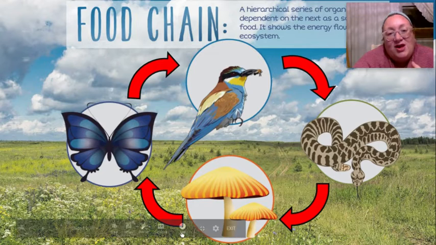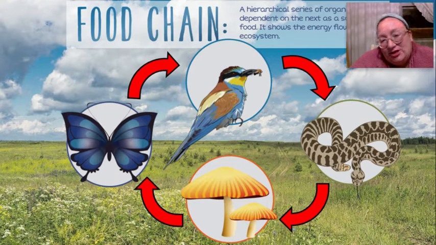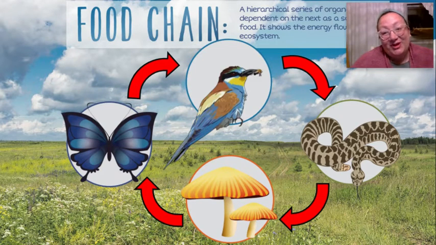All right, guys. So now we have our wonderful food chain. And a food chain is a series of organisms and they're dependent on each other. They need each other for the energy flow of the ecosystem to work. Okay. So, guys, let's start at the top here. We have our primary consumer, this bird here.